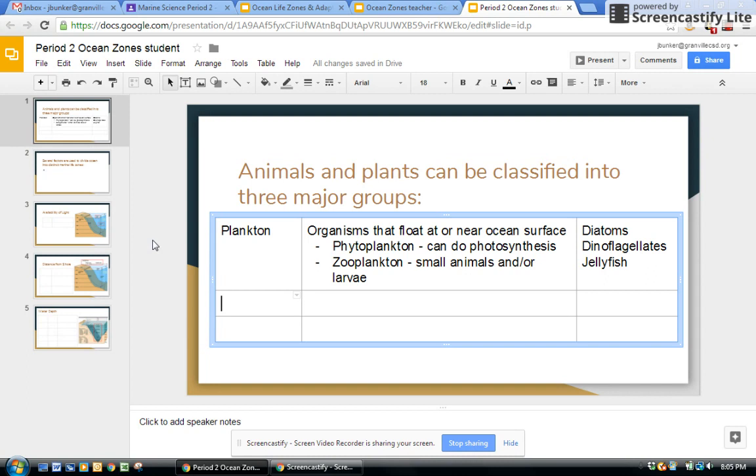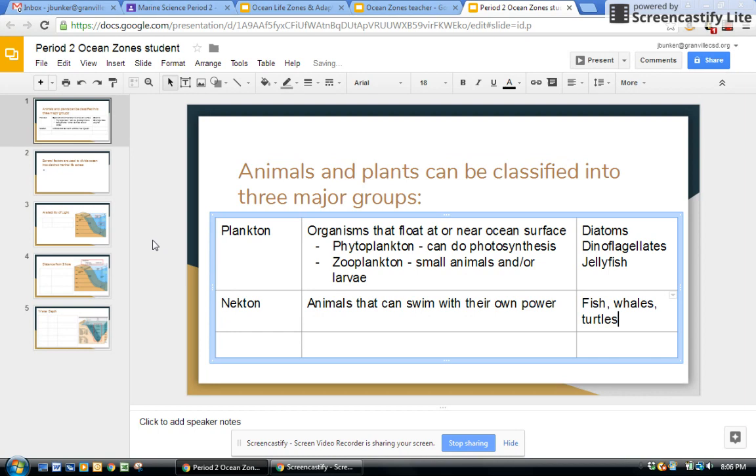The second group is called nekton. These are organisms that can swim on their own. So these are animals that can swim with their own power. So all the fish, whales, sharks, turtles, squid, all of that would be considered nekton. So fish, we'll put down whales, turtles as a couple examples.